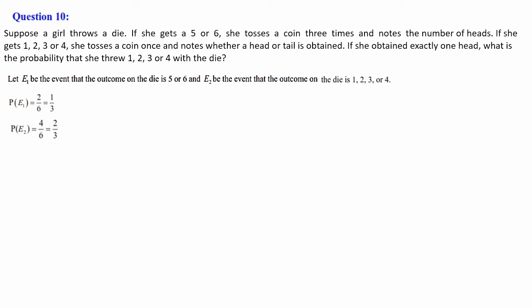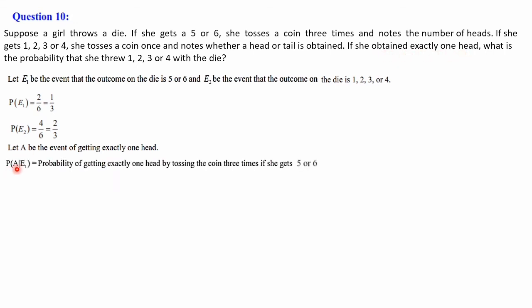Probability of E2, in the sense other than 5 and 6, all other numbers 1, 2, 3 and 4. So total 4 out of 6. 4 divided by 6, that is 2 by 3. Next, let A be the event of getting exactly 1 head. That is what is mentioned here. She obtained exactly 1 head, that we have taken as A.